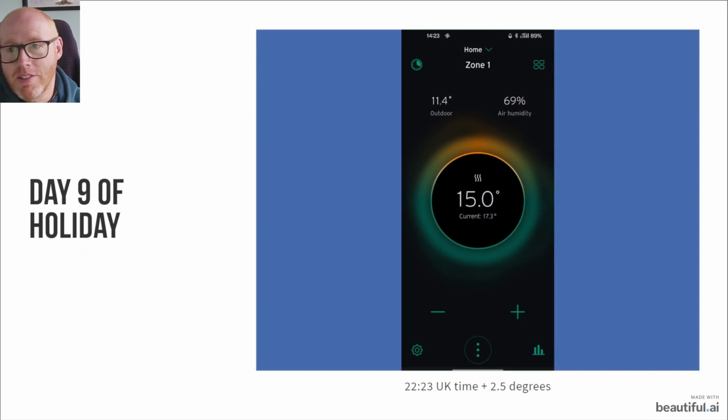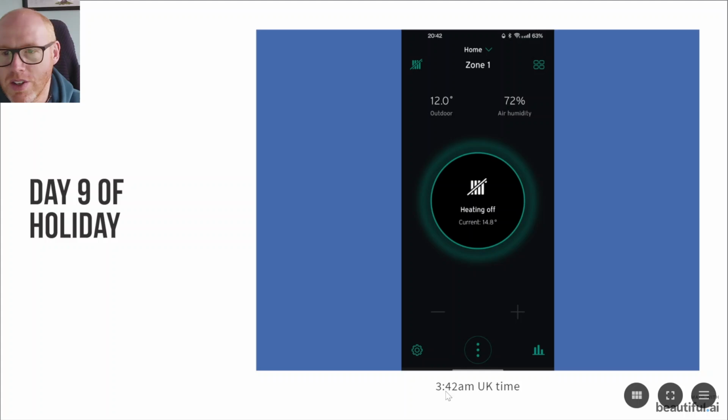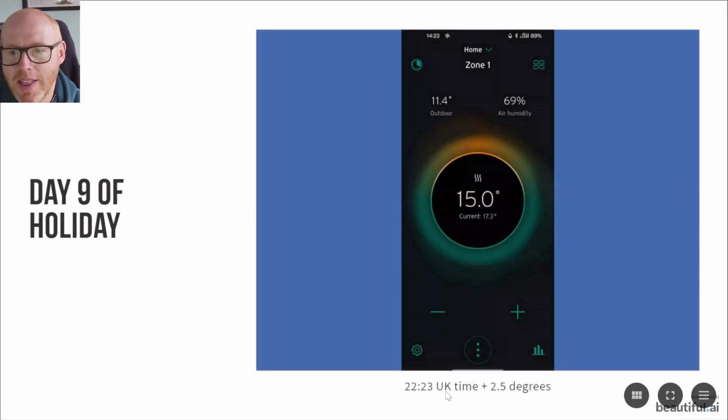And actually, it was quite impressive that after 9 days, it was at 14.8 degrees inside. Admittedly, outside during that time didn't seem to be super cold, but anyway, so this is the same day, but now it's 10:23 UK time. So I turned the heating on at 3:42 a.m. and then at 10:23 in the evening, it has increased the internal temperature by 2.5 degrees, and I just turned it on my normal schedule.